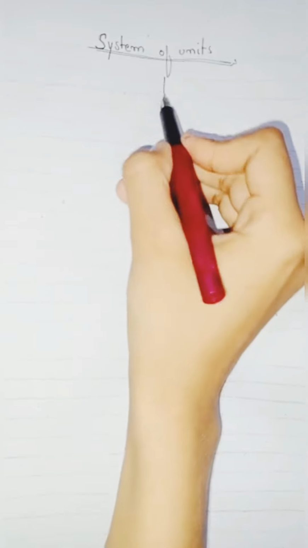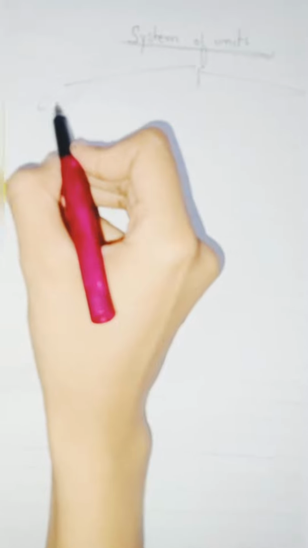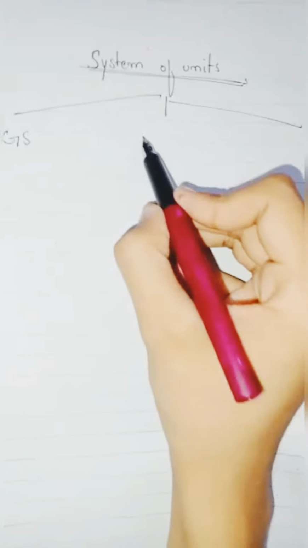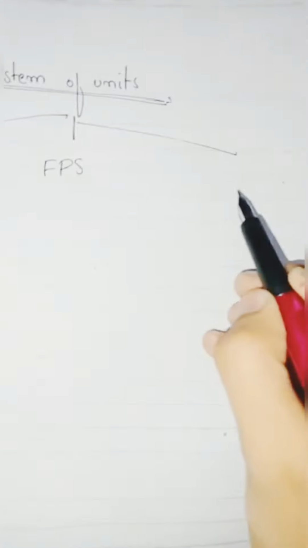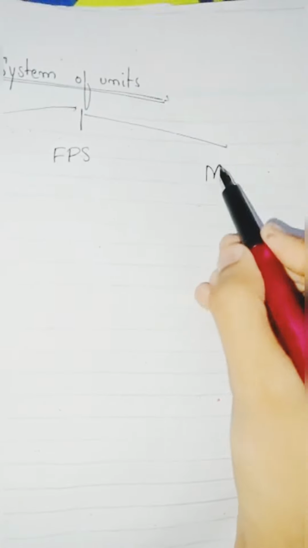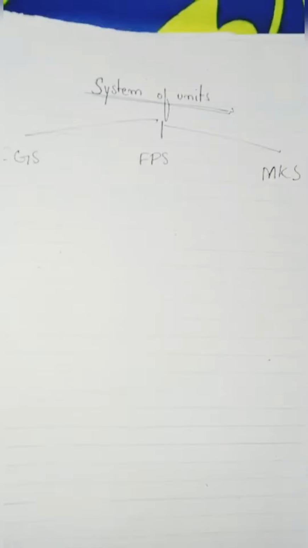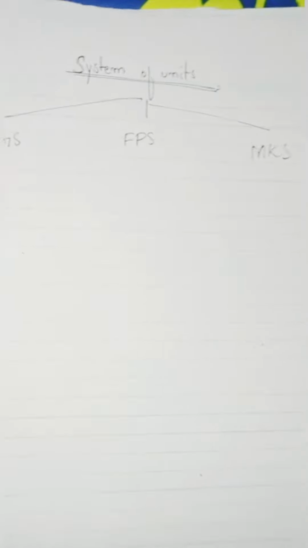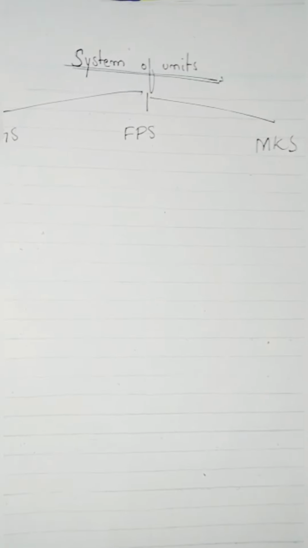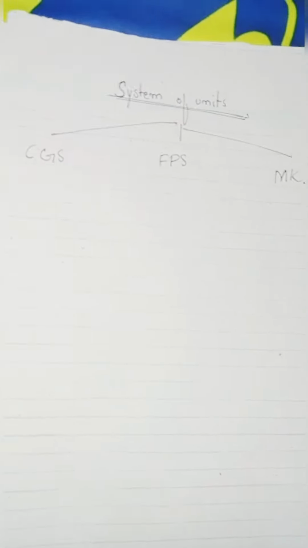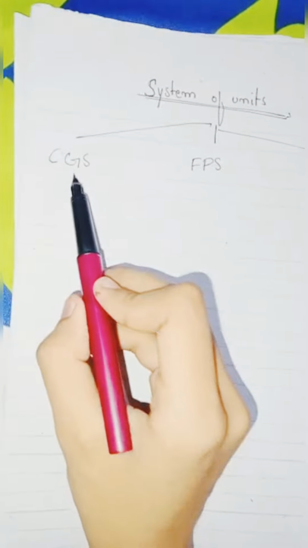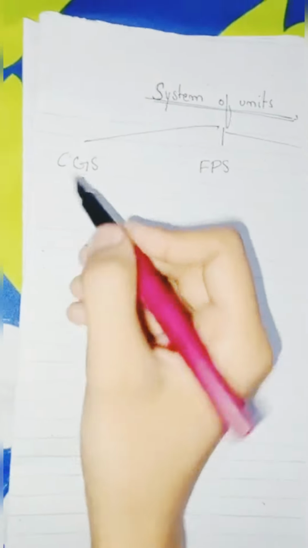So the topic is system of units. Basically there are three systems of units: CGS system, FPS system, and the third one is MKS system. There is a fourth system of units as well that is currently in use, the SI system.